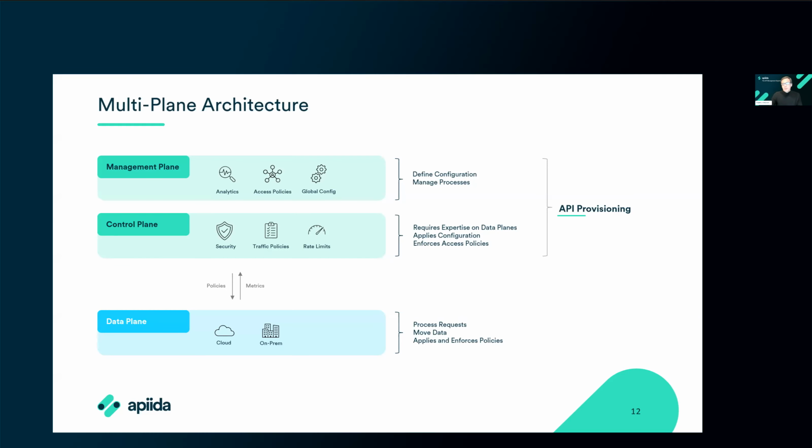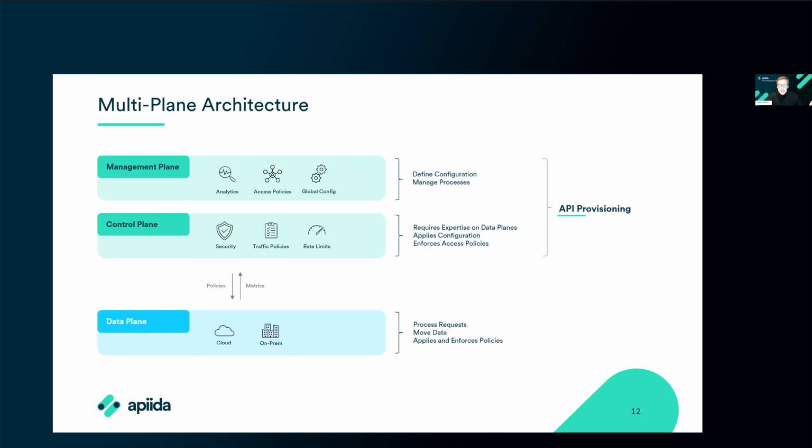And what we have there is we do this with a multi-plane architecture. If you're not familiar with multi-plane architectures, there is a management plane, which basically defines configuration and manages your processes, and that management plane doesn't need to know about the data planes at all. As you can see in this picture, we have analytics, we have access policies, we have global config. You can define all of that without knowing what data plane will be executing the request.